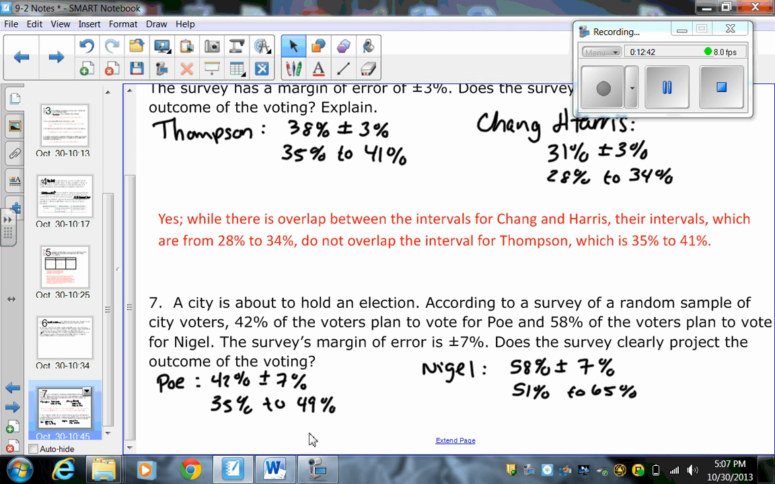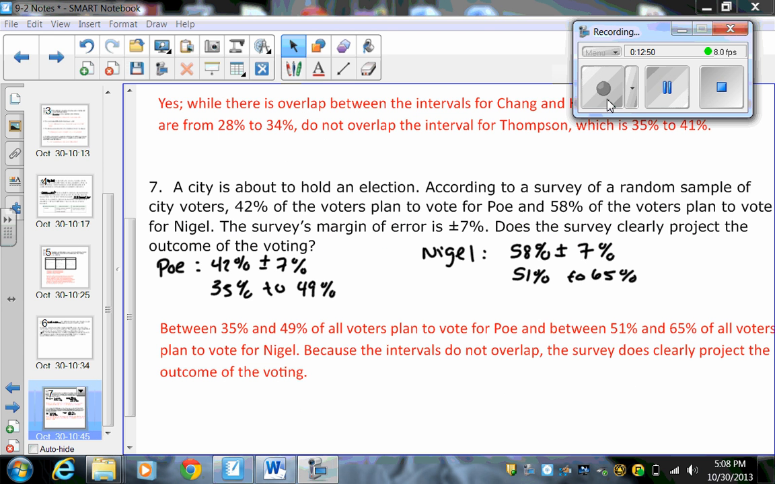So again, the two intervals do not overlap, so our answer would be yes, there is a clear projection for the outcome. To put this in sentence form, we could say that between 35% and 49% of all voters plan to vote for Poe, and between 51% and 65% of all voters plan to vote for Nigel. Because the intervals do not overlap, the survey does clearly project the outcome of the voting.